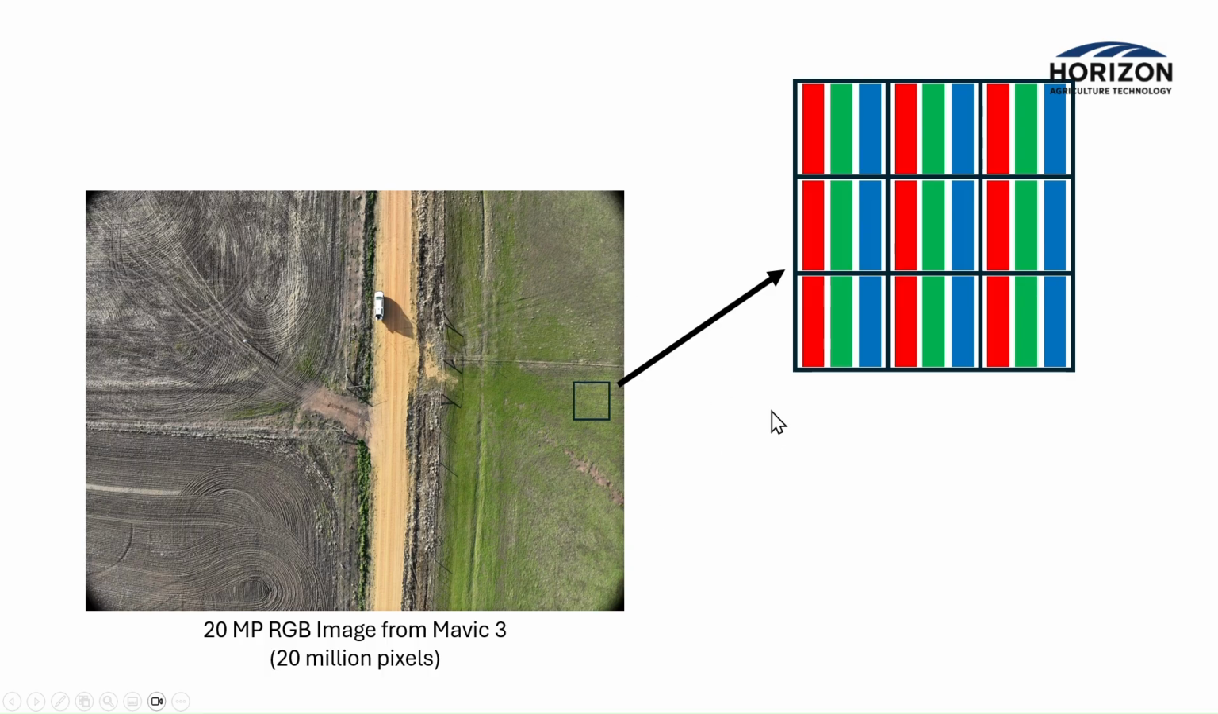We measure light in pixels to create an image. Any normal picture you see is an RGB image. Our cameras on our phone take RGB images. Most images these days are made up of millions of pixels. For example, this is an image from the RGB camera on the Mavic 3, which is made up of about 20 million pixels. This is just a zoomed in view of 9 pixels right here. Each pixel contains a red, green, and a blue measurement of how much light was reflected back to the camera.